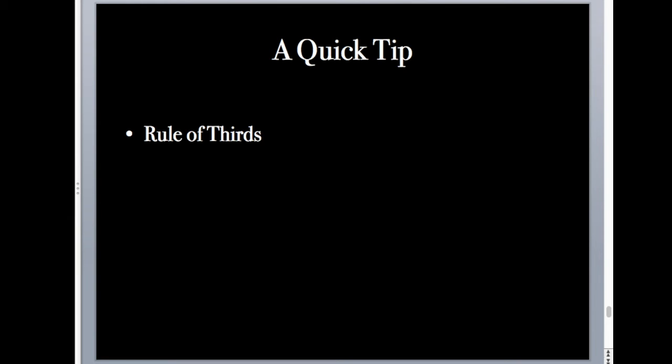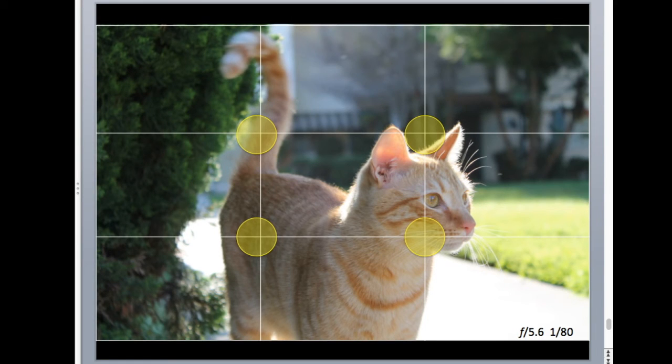I'll leave you with a quick tip. To get the best looking photos, use what is called the rule of thirds. Subjects look best when they are placed in any of these 4 grid points created by a 3x3 grid.